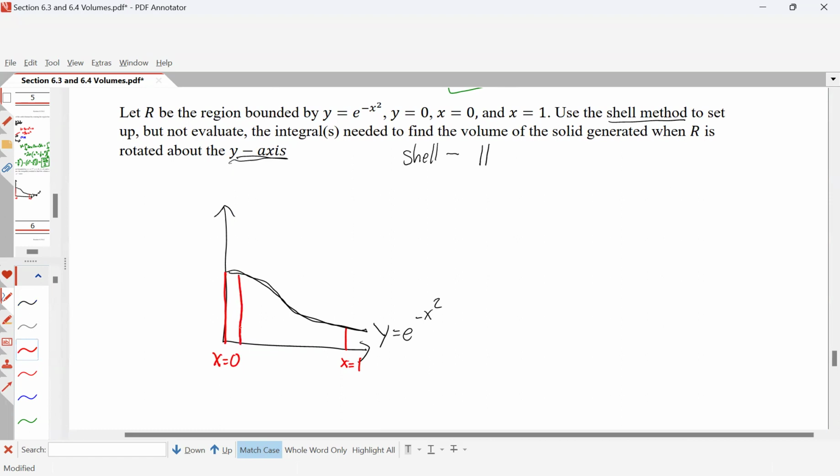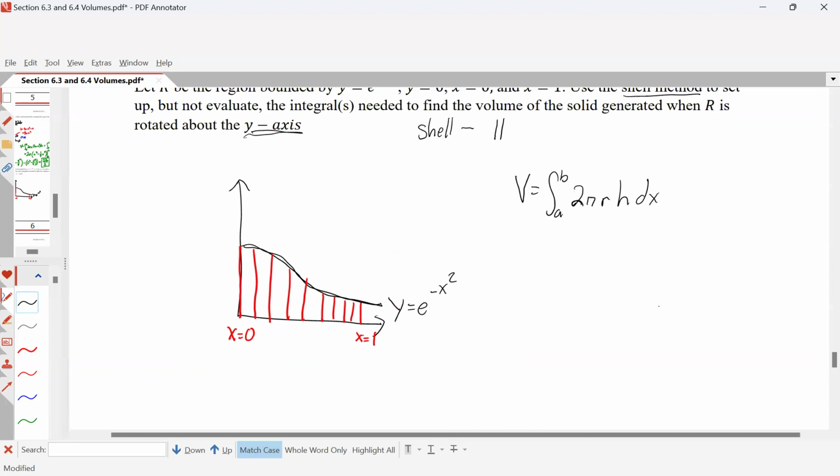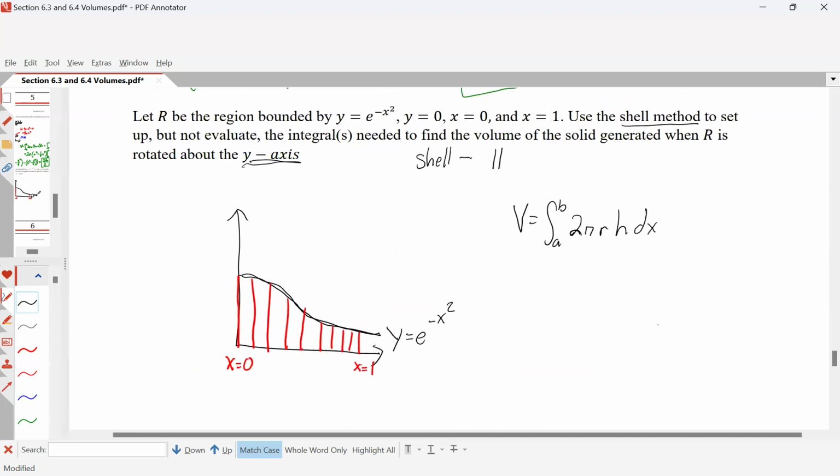So parallel to that y-axis means we're slicing like this, and we're hitting the x-axis, so we know we're going to be in terms of x. So around the y-axis with the shell method means we're in terms of x. So we're trying to find some volume that is the integral from a to b of 2 pi r f of x, or r h dx. Typically r is x, and typically h is f of x, but we need to make sure all of those things are staying what they were.